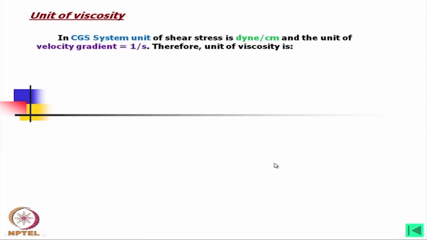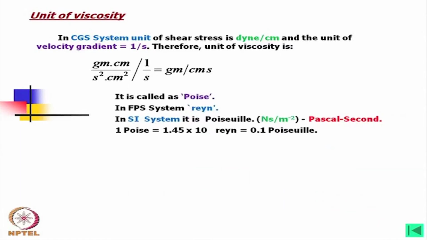In CGS system, unit of shear stress is dyne per centimeter square and the unit of velocity gradient is 1 by second, that is 1 by time. Therefore, unit of viscosity is gram centimeter per second square per centimeter square divided by 1 by s, that is time. Ultimately, it becomes grams per centimeter second. It is called as poise.